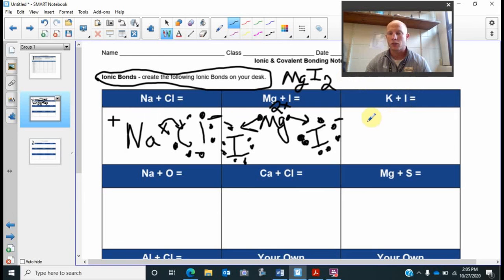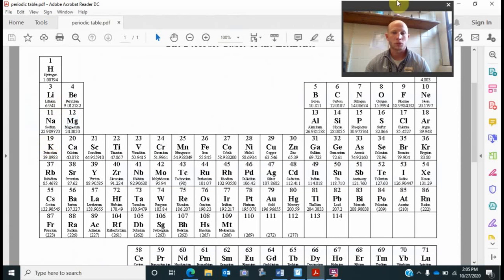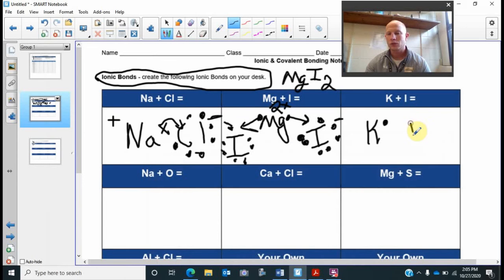Potassium iodide. So we know potassium has how many valence electrons? He has 1 valence electron. We know this right here, potassium group 1, valence electron. Iodine, we just did iodine. We know that he has 7 valence electrons. 1, 2, 3, 4, 5, 6, and 7. All right, so we know that potassium would rather give up this 1 electron, give it to iodine. Iodine now has its 8 valence electrons.